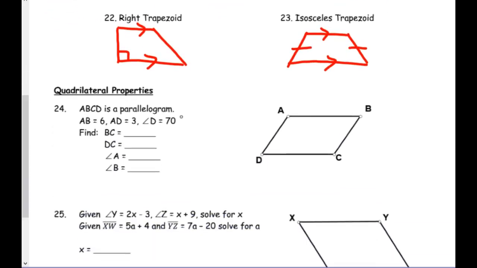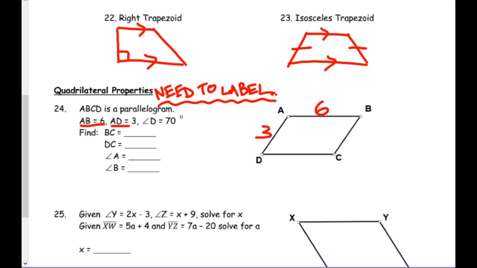So that's what isosceles would look like. That's great. All right, we got a parallelogram. We need to label. If you don't label, it's going to be hard to do these. Just saying. So you need to label. It says AB equals 6, so put a 6. AD equals 3. Put a 3. It may not be drawn to scale, but that's all right. So I got 70 degrees here. Now I need to find some other stuff.